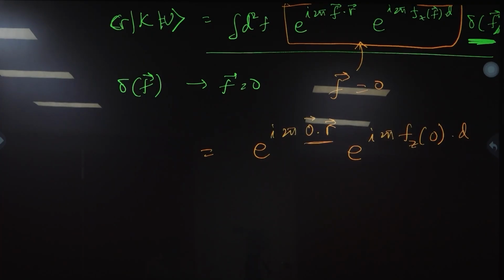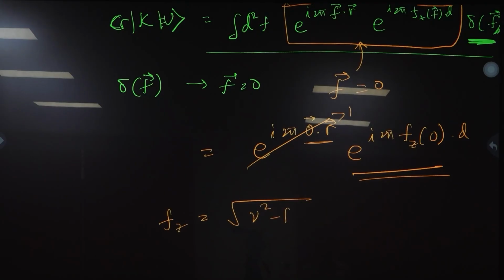Okay. What is 0 times r in the exponent? E to the 0, right? What is e to the 0? 1. So this becomes 1. This is fg of 0. What is fg? Fg equals the square root of mu square minus fx square minus fy square, right? So if these are 0, this becomes just mu, right? So this one will become e to the I 2 pi mu d. Okay? This is basically the final answer.